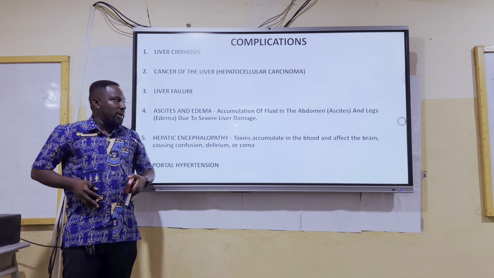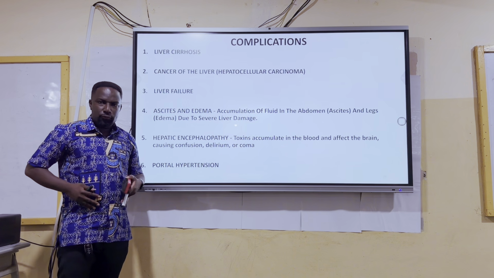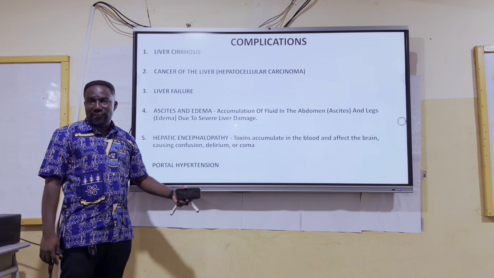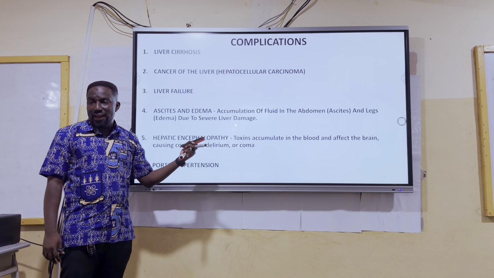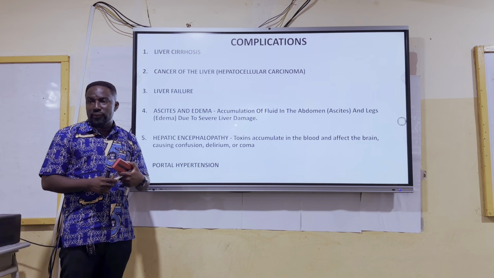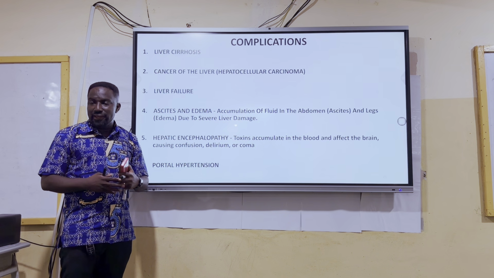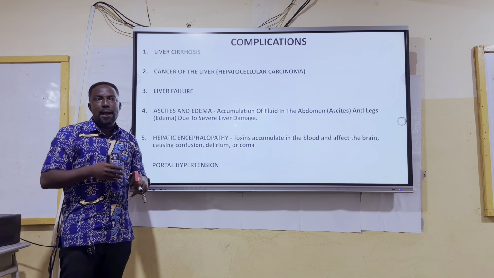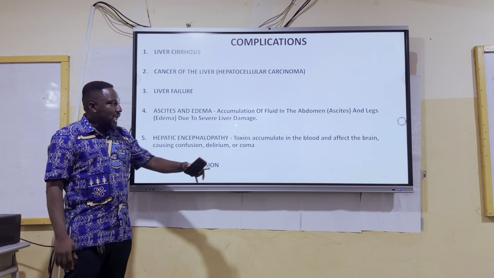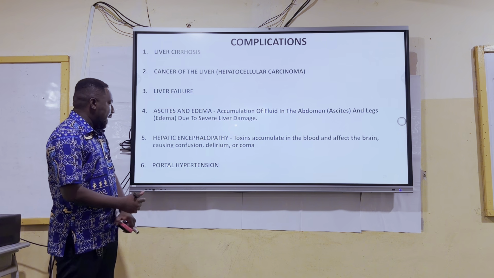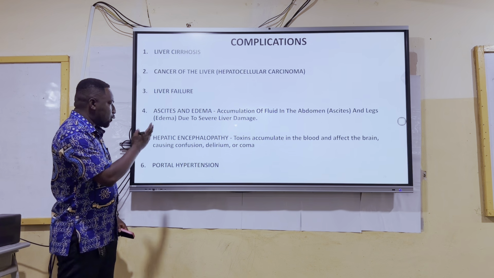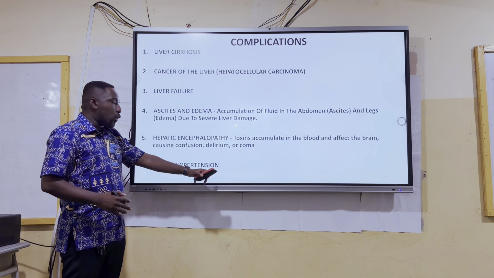ascites, where there is accumulation of fluid in the abdomen, from decreased oncotic pressure. And then edema, still coming from the same cause, because the liver produces plasma proteins. And so if the liver is damaged, you may not be able to produce the plasma proteins. And when there are low plasma proteins, it results in hypoalbuminemia, decreasing the oncotic pressure, which leads to leakage of fluid from the bloodstream into the interstitial fluid spaces, and that will lead to edema. And then hepatic encephalopathy, where toxins accumulate in the blood, affecting the brain, causing confusion, delirium, and coma. And then portal hypertension.